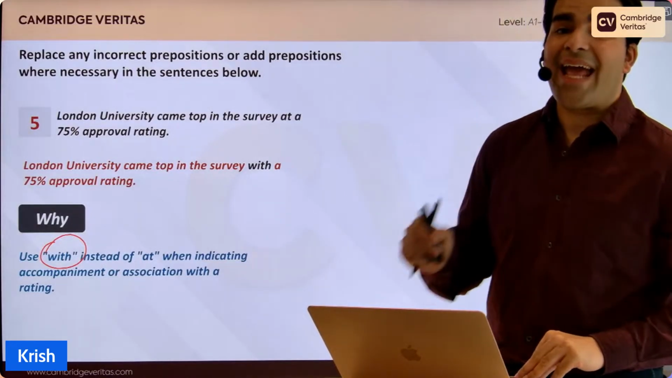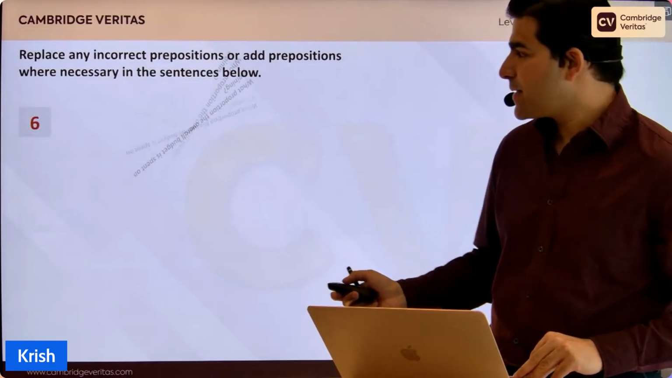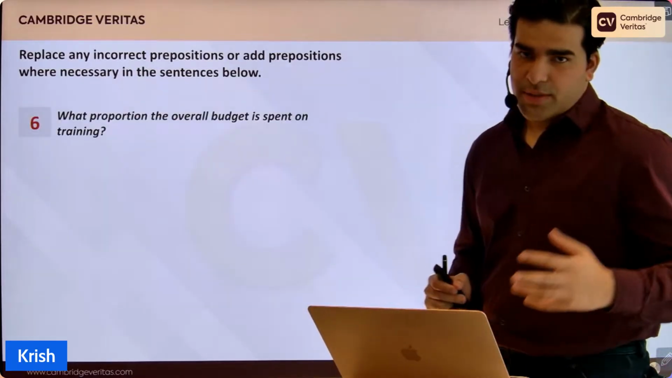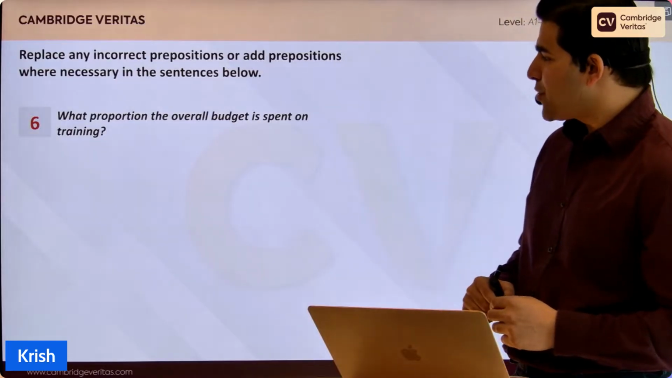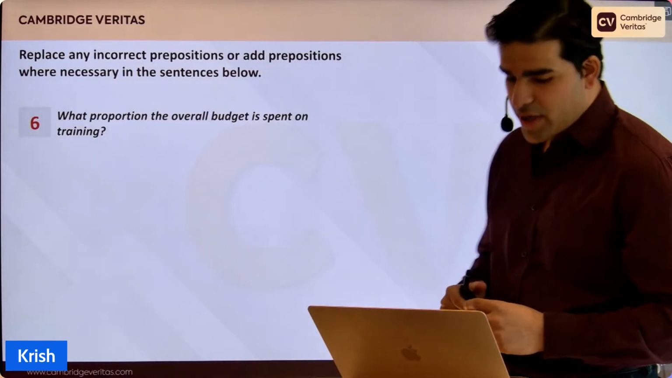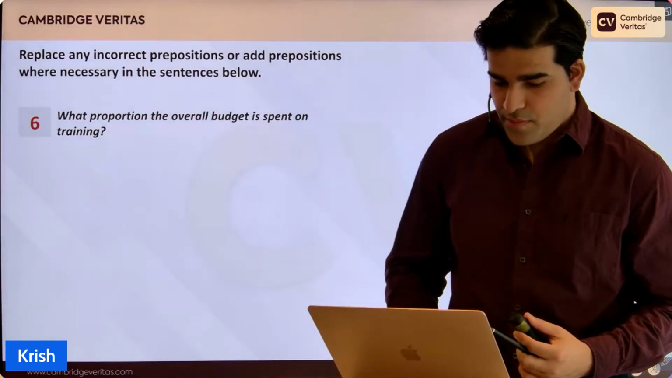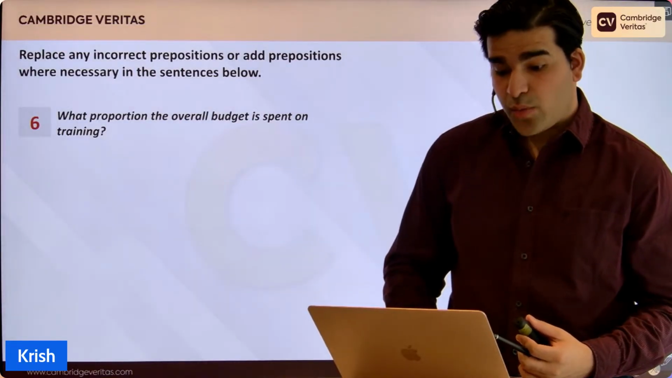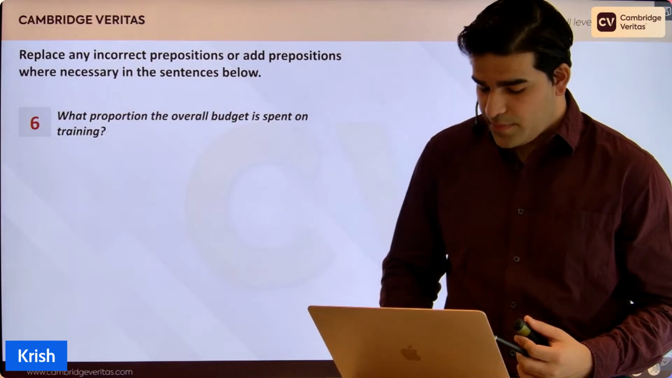We have 10 mistakes in total. We're now going to be looking at mistake number 6. This is a question. What proportion the overall budget is spent on training? What do you think is the right answer? There's one word missing, and it is a similar mistake that we looked at before as well.